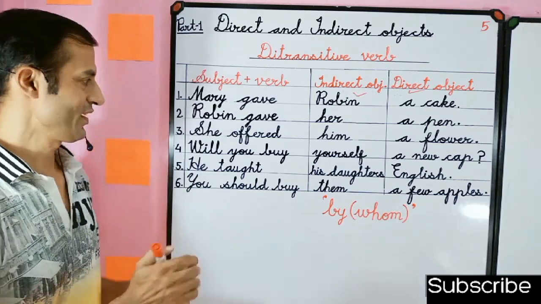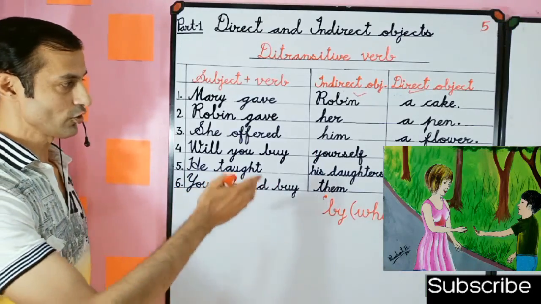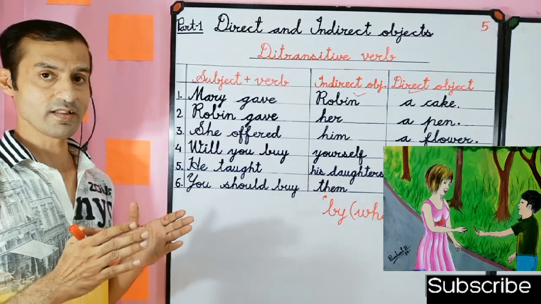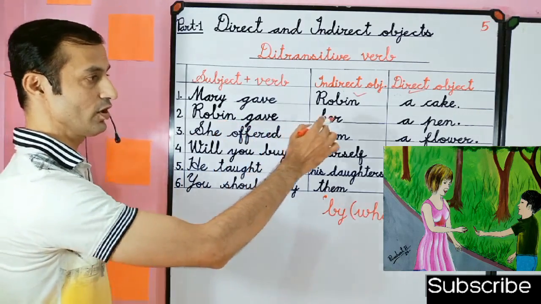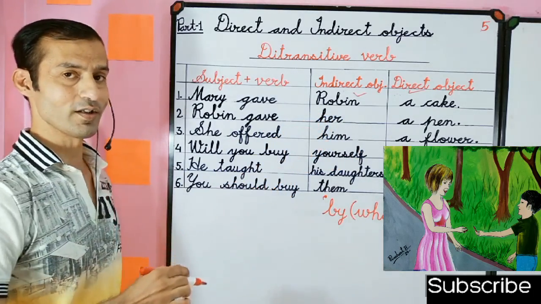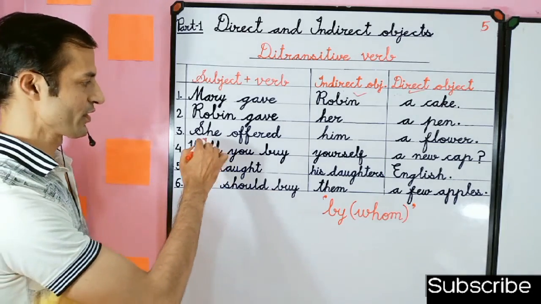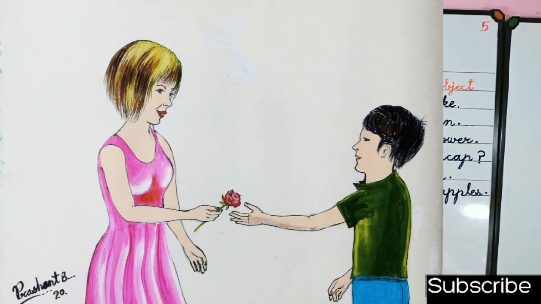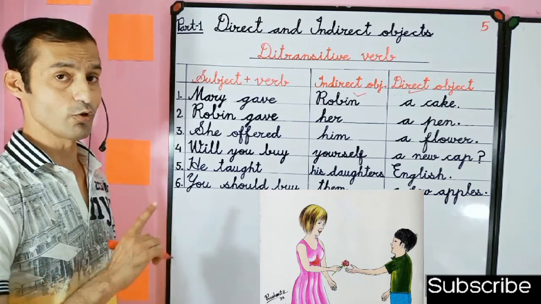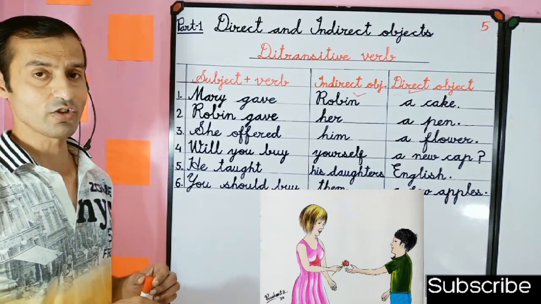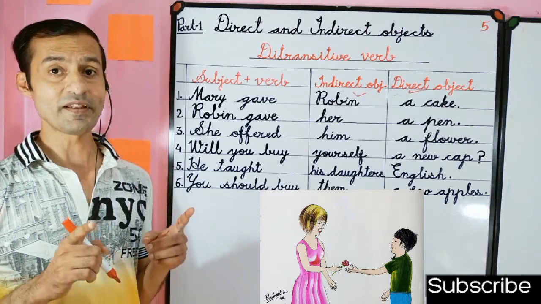And here is the second sentence, Robin gave her a pen. We can say it in two ways: Robin gave her a pen and Robin gave a pen to her. So to her is the object of preposition, meaning a prepositional phrase. And here is the third sentence, she offered him a flower and she offered a flower to him. So to him is the object of preposition, not an indirect object, because it contains to, and to is a preposition.